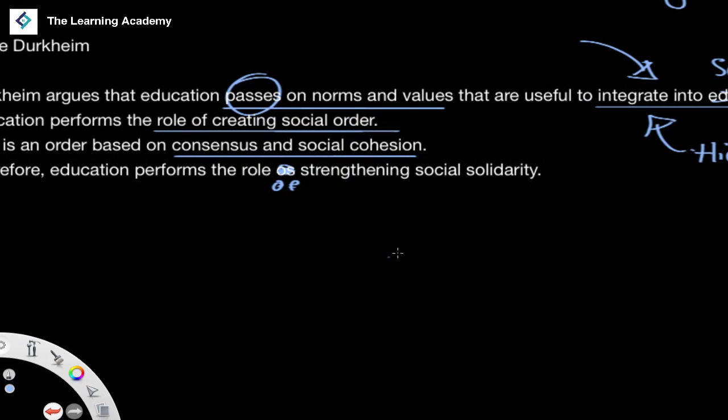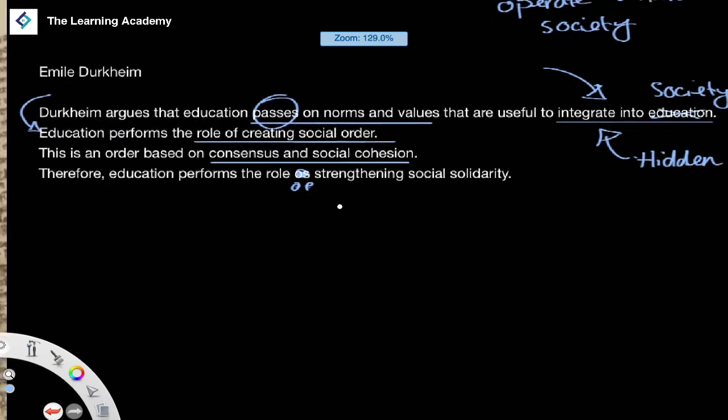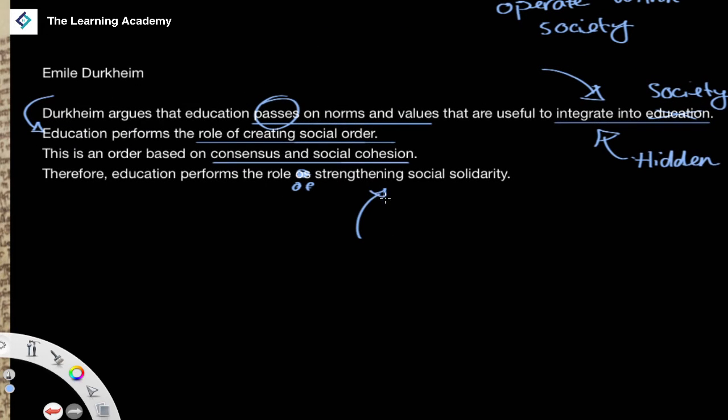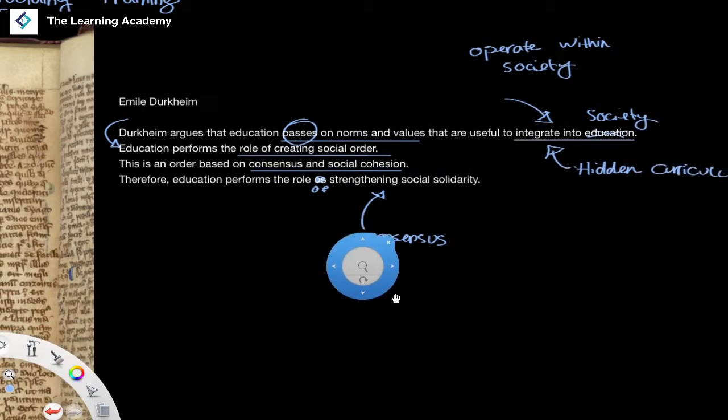Don't forget, we're talking about consensus structuralism when we are examining functionalism. So we have society strengthening by using consensus, using a consensus basis.